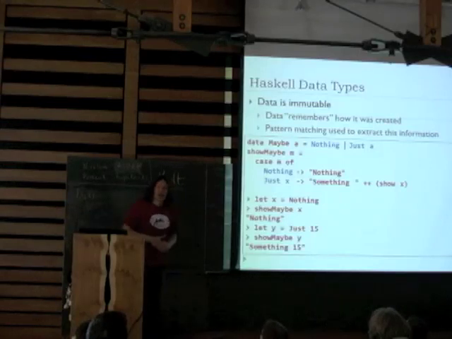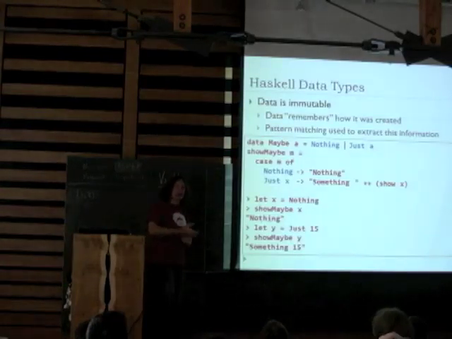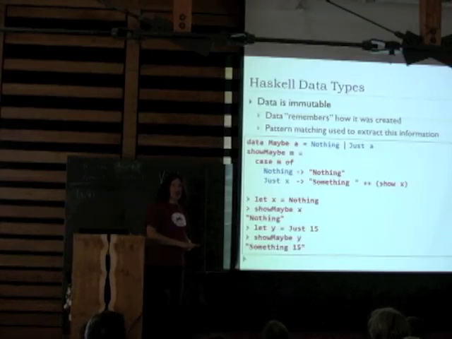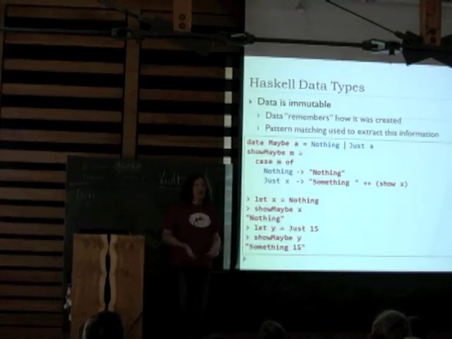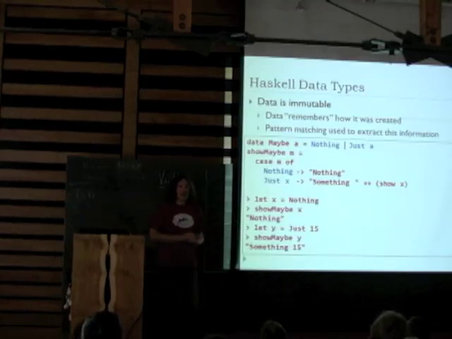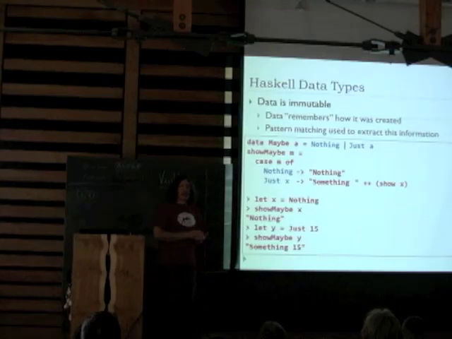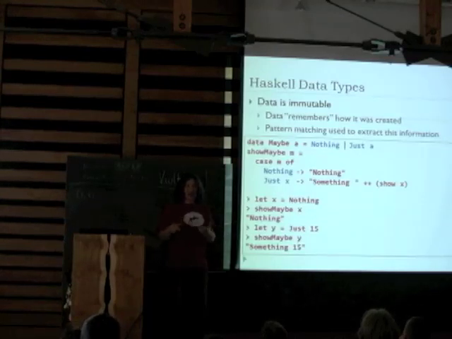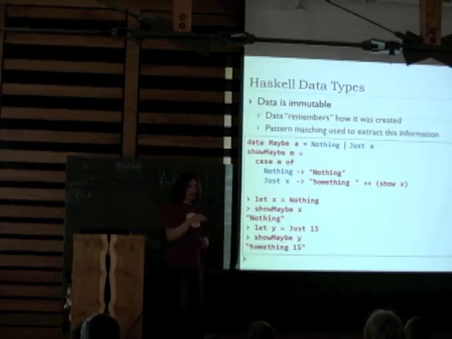So let's talk a little bit more about data types in Haskell. Unlike data in imperative languages, data in Haskell is not mutable, ever. You never mutate anything. So since you don't mutate your data, it remembers how it was created and with what arguments. If you created a maybe using the constructor nothing, it will remember that it was constructed as nothing. If you created it using just and passed the value, let's say just 7, it will remember that it was created with just, so it will have a tag just, and a value stored of 7.